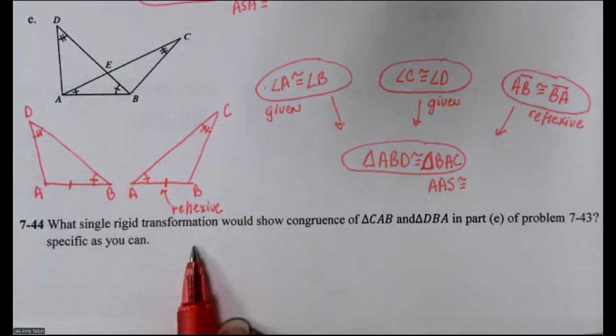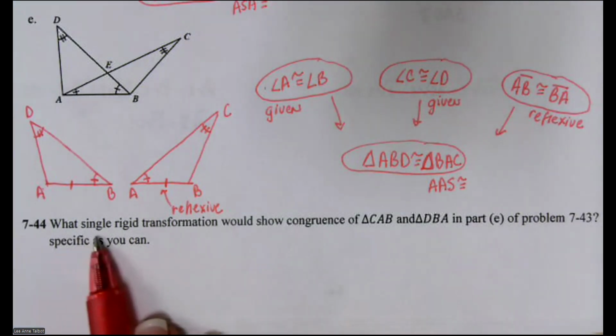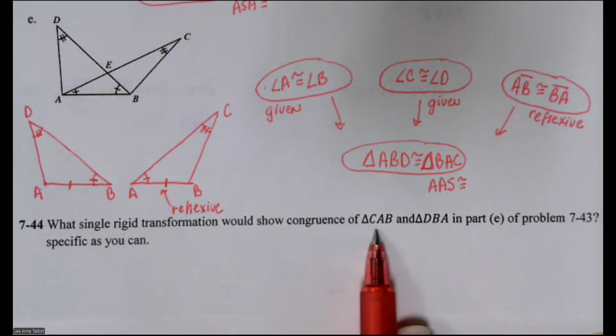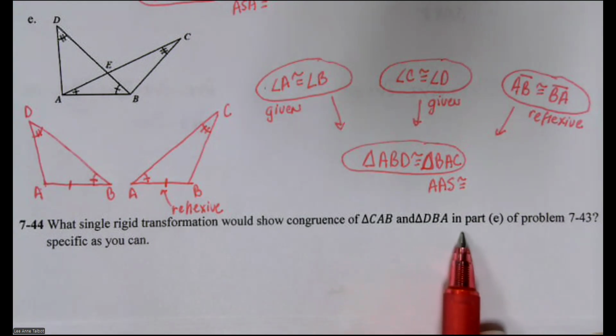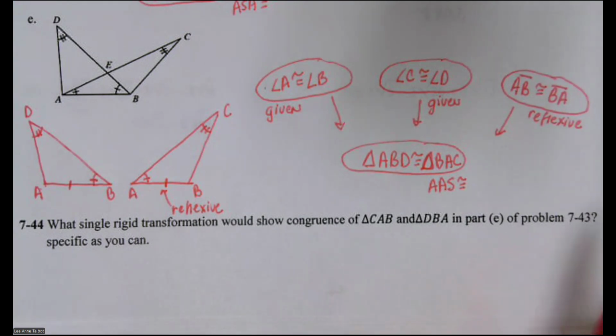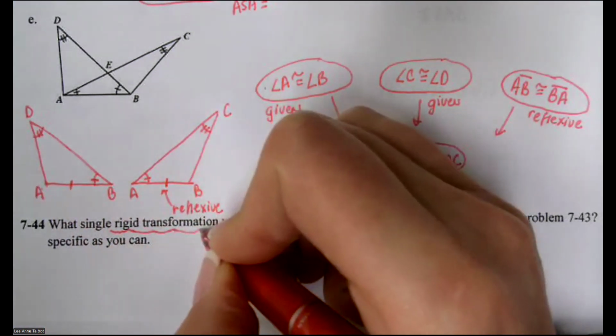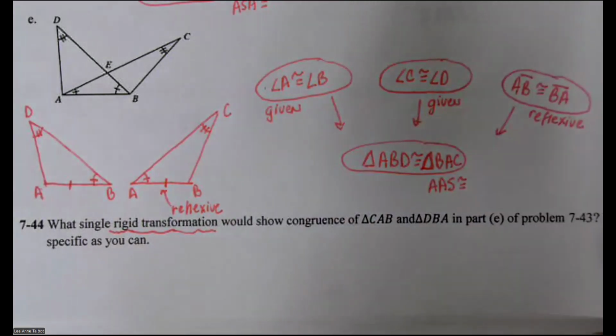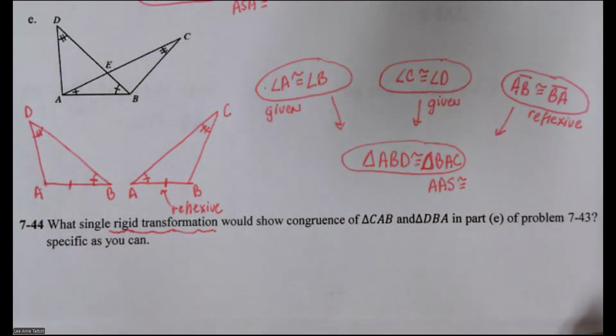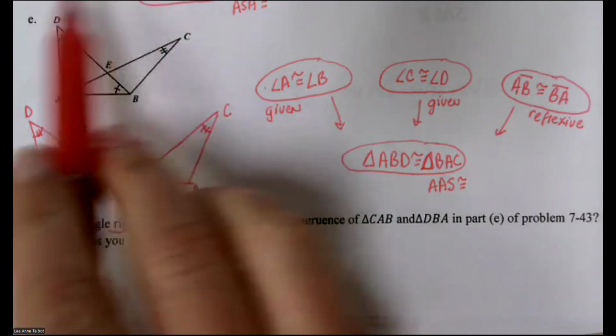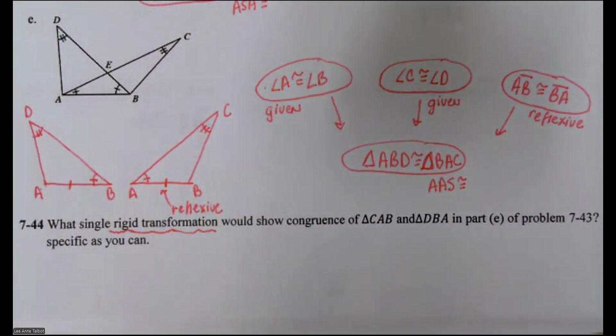Okay, last one, number 44. What single rigid transformation would show congruence of triangle CAB and DBA in part E of problem 743? Be as specific as you can. Okay, when it asks for rigid transformation, it means, is it a reflection, rotation, or translation? What is this one? This picture here, Patrick's legs and the reflection, rotation, or translation? Reflection.